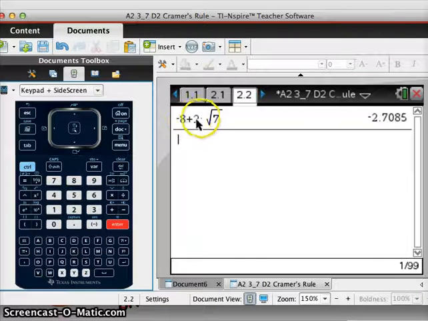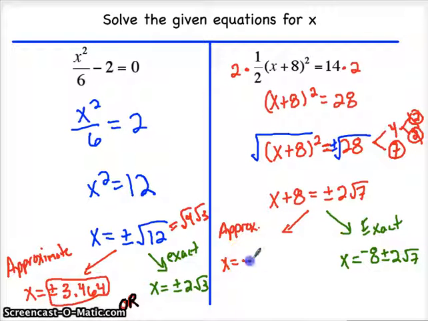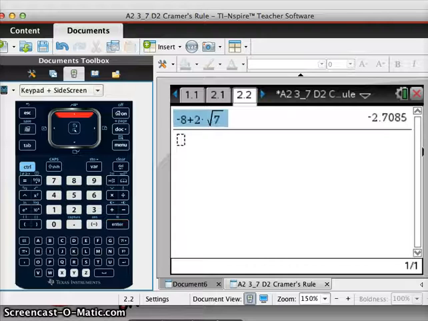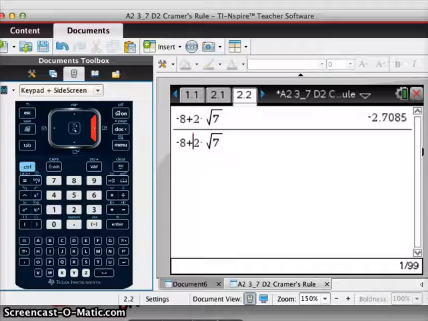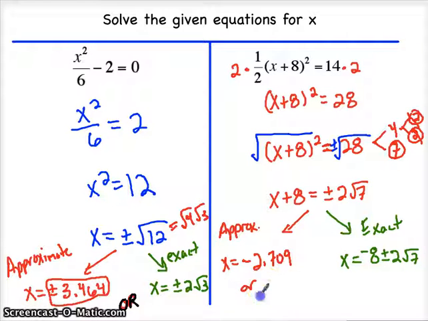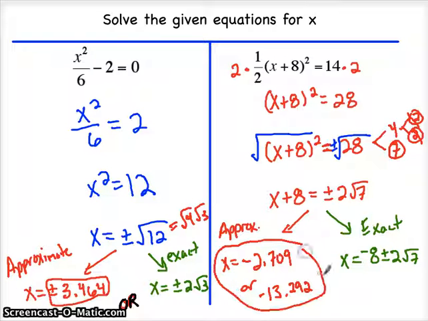If I do want to approximate though, remember I can hop onto my calculator, and I already typed in here negative 8 plus 2 root 7 comes out to a negative 2.709. Notice the 5, so we're going to round that up. So negative 2.709. Or, and the nice part about our calculator is, remember you can always copy, so go up at top and copy that, and then when I go back I can just change that to a minus, so it'll be negative 8 minus 2 times root 7, giving you an answer of negative 13.292. Again, rounding correctly, we're going to round that up, so negative 13.292, and those would be your two accurate approximate answers.